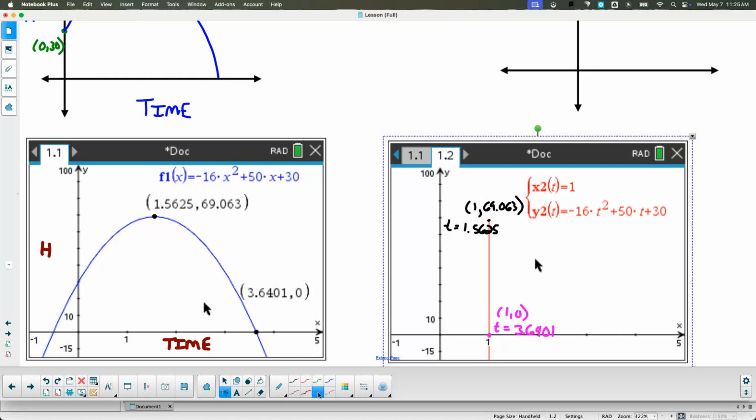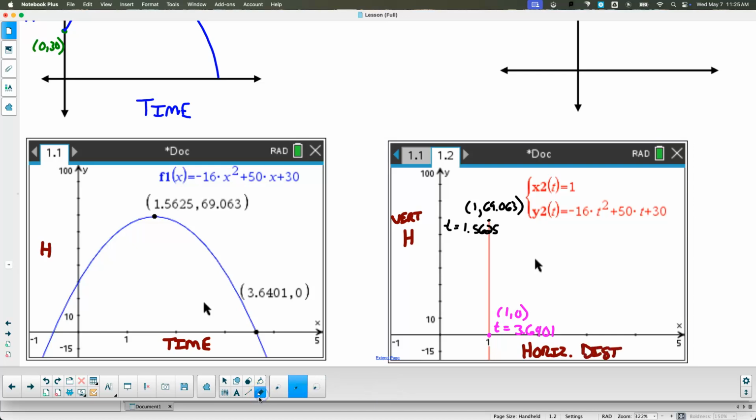Nico? In terms of the parametric time. Now this one would be height here, but this would be my vertical height here versus my horizontal height here. Or I shouldn't say horizontal height, horizontal distance.